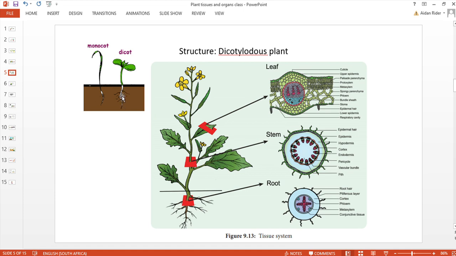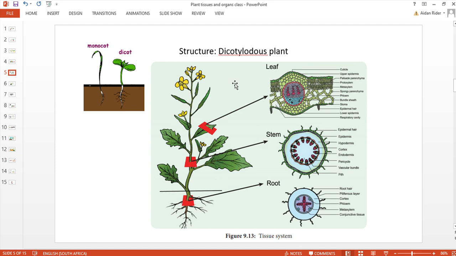There are two types of baby plants. One with two leaves that form as soon as it germinates, or one leaf that comes out. So monocot means one leaf, and dicot means two leaves. Okay, so primarily we will be looking at the two-leaved plants. Something like sunflowers, for an example.